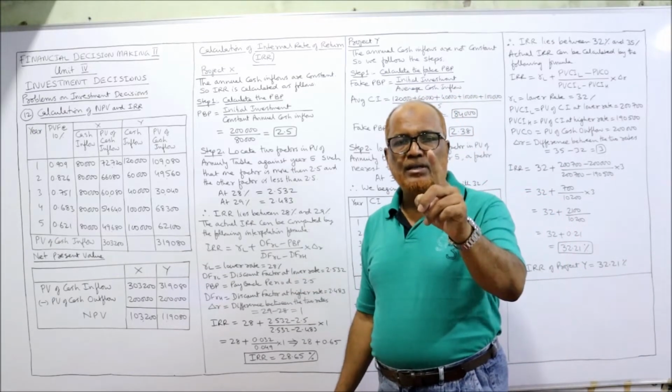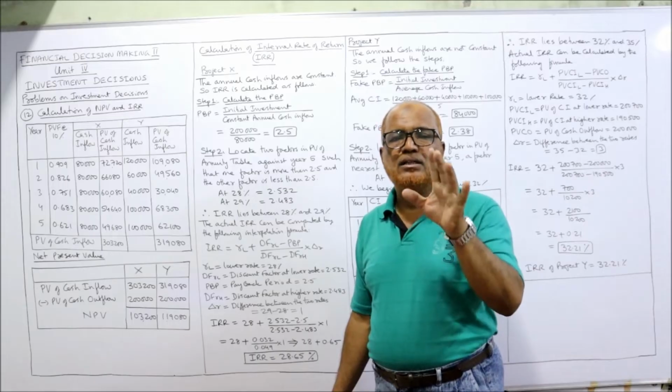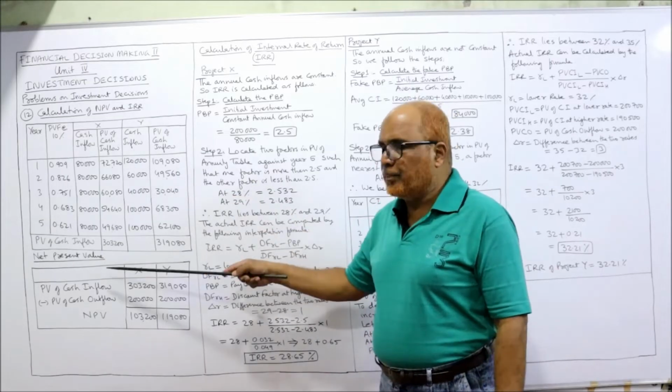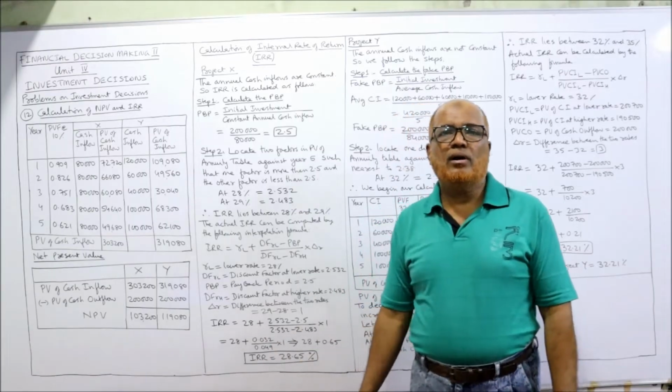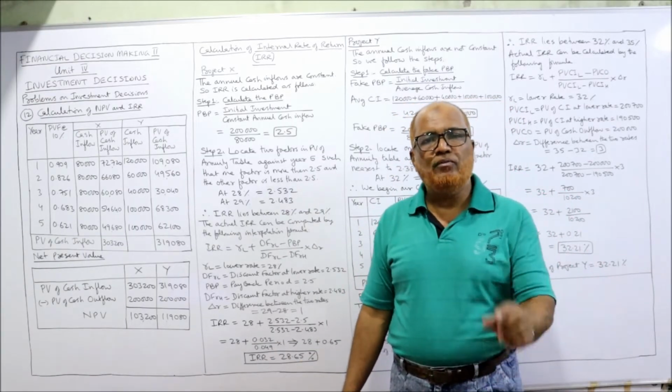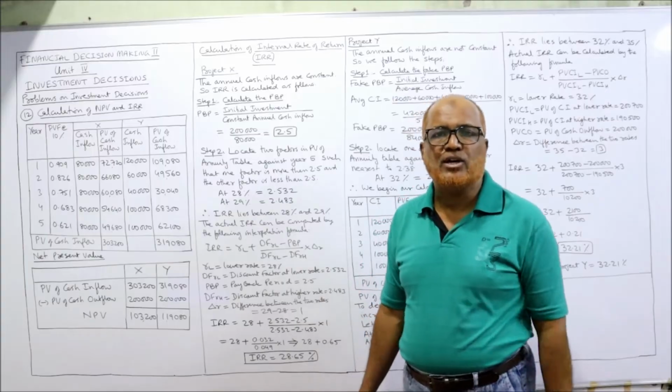So in one table itself, I calculated the PV of cash inflow for project X and project Y. Now, we know the formula for NPV, net present value: PV of cash inflow minus PV of cash outflow.